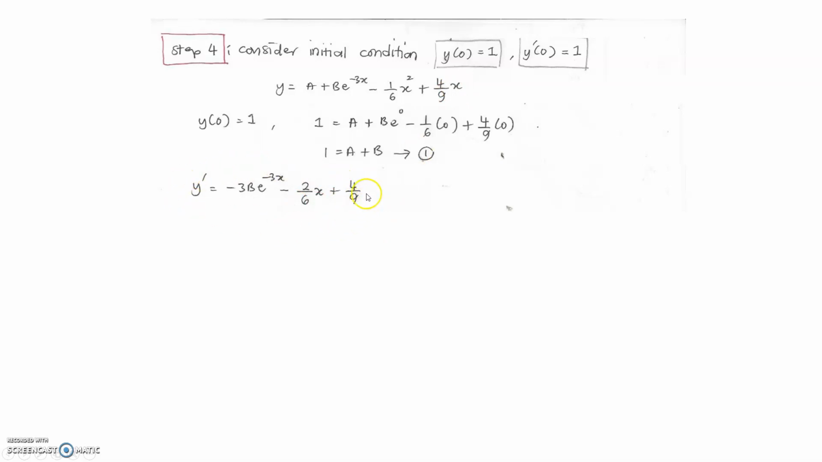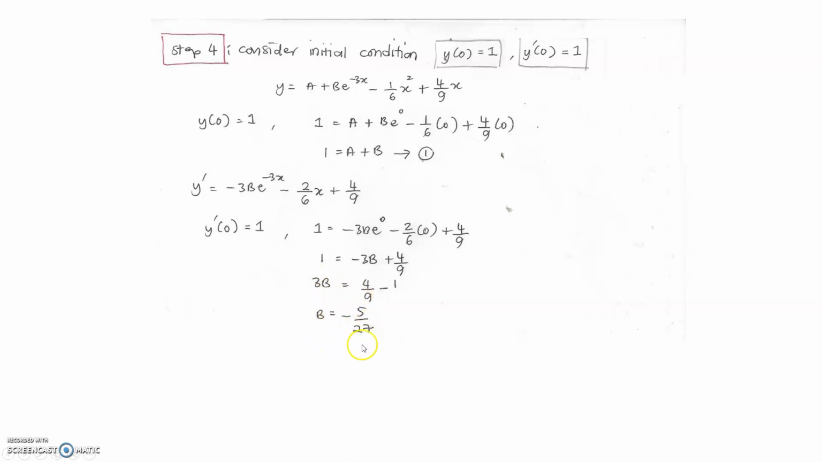Based on this equation, you can substitute your second initial condition. When x equal to 0, y prime is equal to 1. So 1 equal to negative 3b exponential 0 minus 2 over 6 times 0 plus 4 over 9. This term I can cancel out because it becomes 0. Exponential 0, I got 1. So negative 3b plus 4 over 9. I rearrange it accordingly and solve it. Lastly, I got b equal to negative 5 over 27.